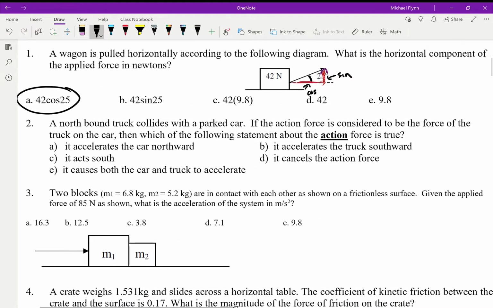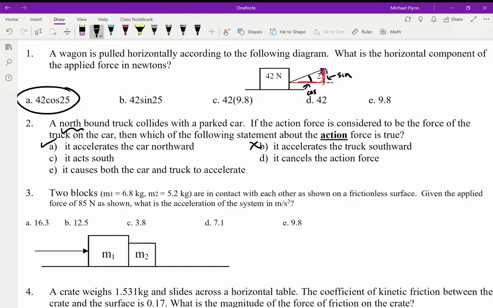A northbound truck collides with a parked car. The action force is considered the force of the truck on the car. So the truck is heading north, hits a parked car. Which of the following is true about the action force? The action force is acting on the car. Does it accelerate the car northward? Yes, it would, because if a truck is traveling north and hits you, it's going to push you north. Does it accelerate the truck south?